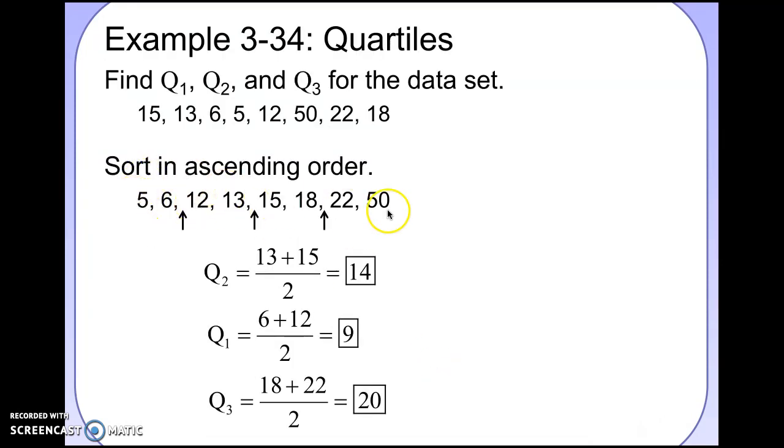Putting the data in order, we're just splitting it up into each section. So quartile 2 is that median. Quartile 3 is the median of the upper half, where quartile 1 is the median of the lower half. You can add up the numbers and divide by 2.